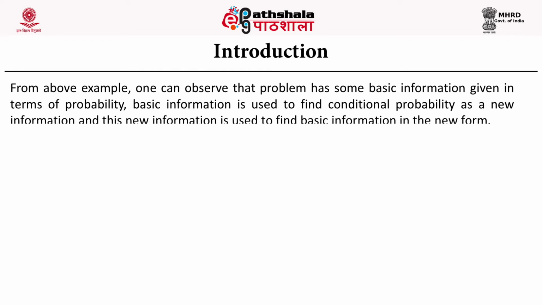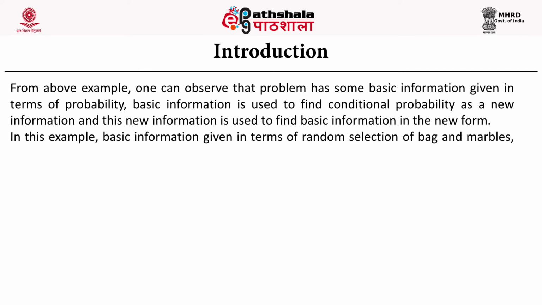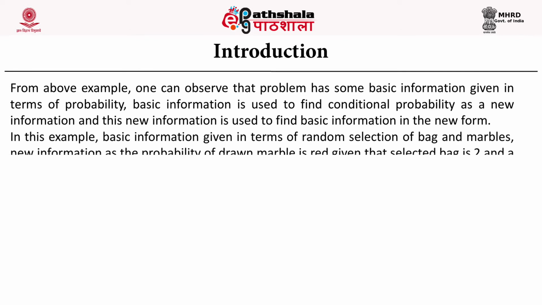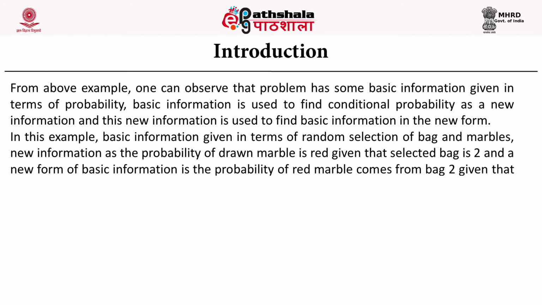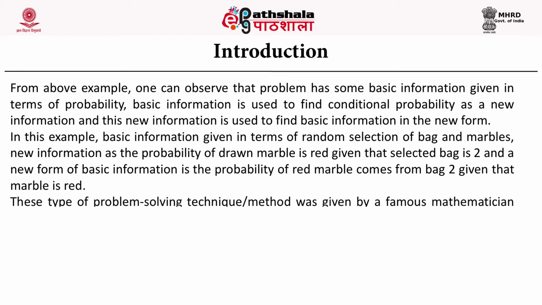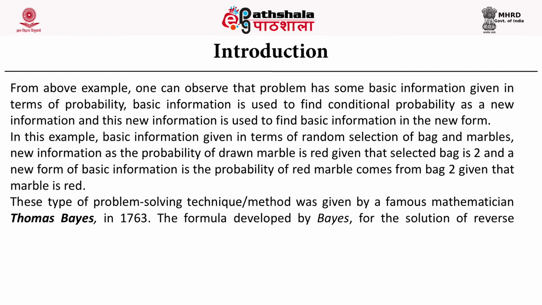So from the above example, one can observe that the problem has some basic information given in terms of probabilities. Basic information is used to find conditional probabilities as a new information, and this new information is used to find basic information in the new form. In this example, basic information is given in terms of random selection of bag and marbles. New information is the probability that the drawn marble is red, given the selected bag is 2, and a new form of basic information is the probability that the red marble comes from bag 2, given that the marble is red.